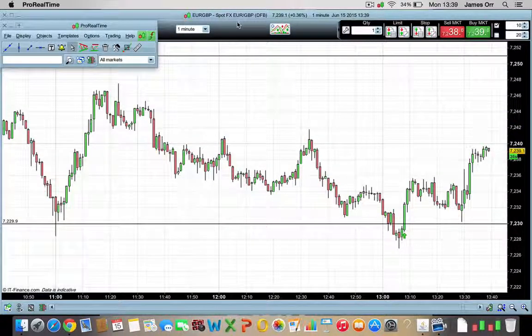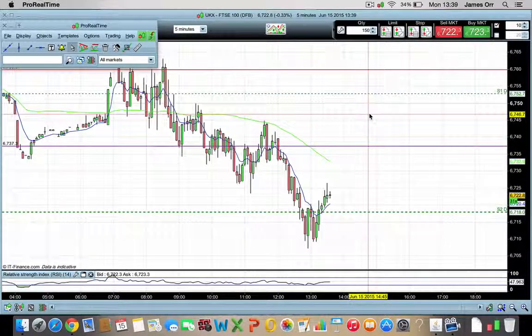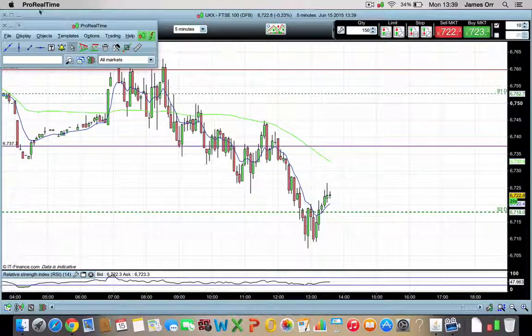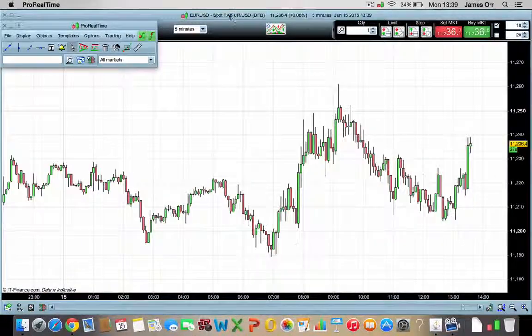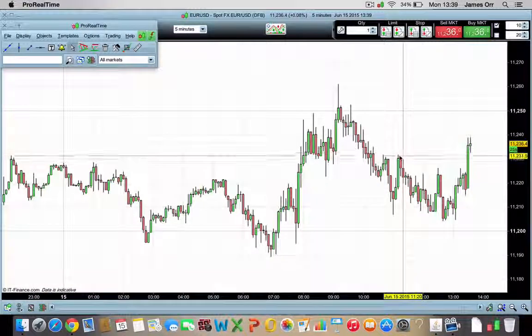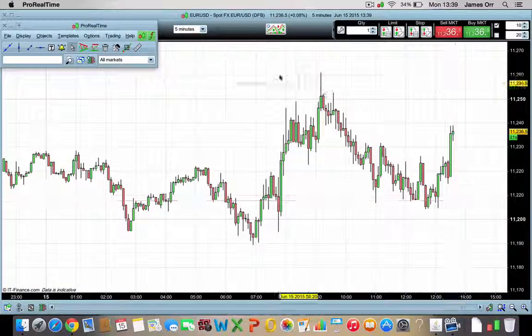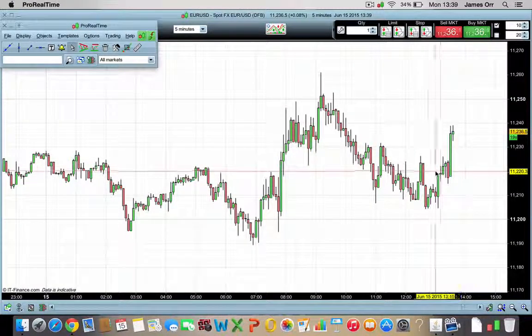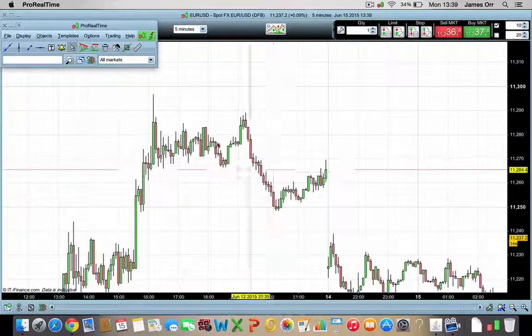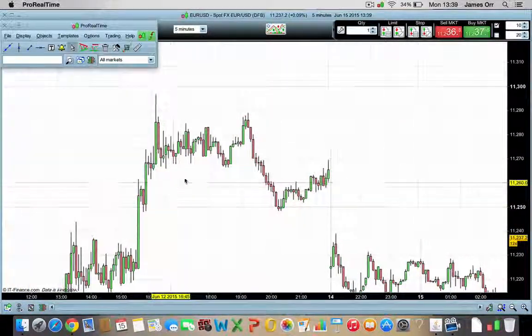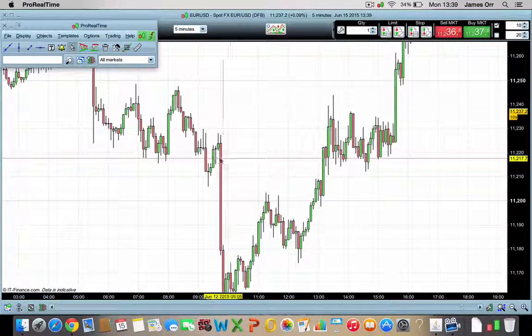I'll show you on one other popular market. Let's see. Sorry, this is the FTSE. Okay, Euro US dollar. Okay, so this is today's price action on the 5-minute time frame. So you're just doing the exact same. You're just going to the previous days, which on this occasion is the Friday. So this is the Friday.